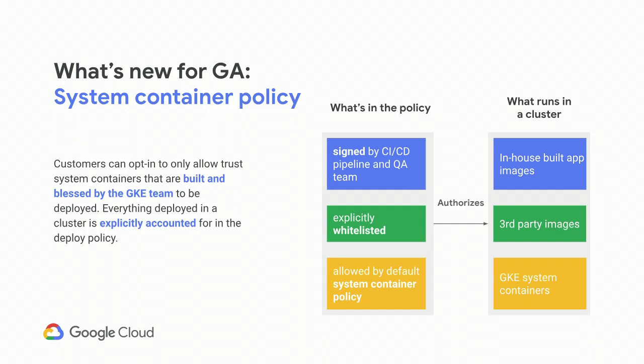So in your cluster, all the customer in-house built images will be signed by you. We'll have a signature requirement from your customer-defined policy. All the third-party images will be specified in the image whitelist that can be managed by your security team centrally. All the Google-owned system containers will be signed by the GKE release team and verified at deploy time as well.